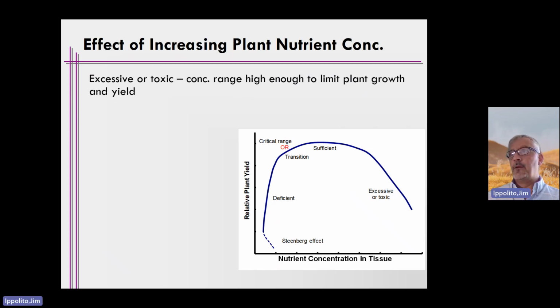Now let's talk about the fourth zone. This is the excessive or toxic zone. This is where concentrations of necessary plant nutrients are high enough to limit plant growth and yield, right? So there are nutrients present in the soil that are toxic and kill the apical meristem, or the growing tip of the root, and prevent the plant from growing below ground. And subsequently, you see this effect above ground.